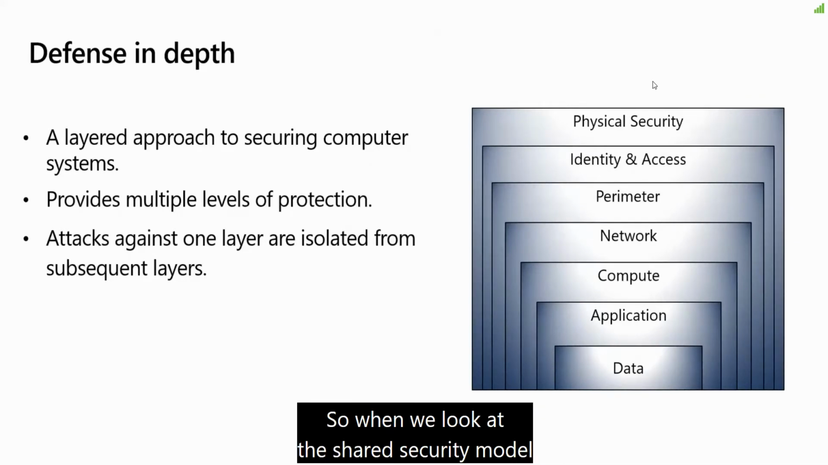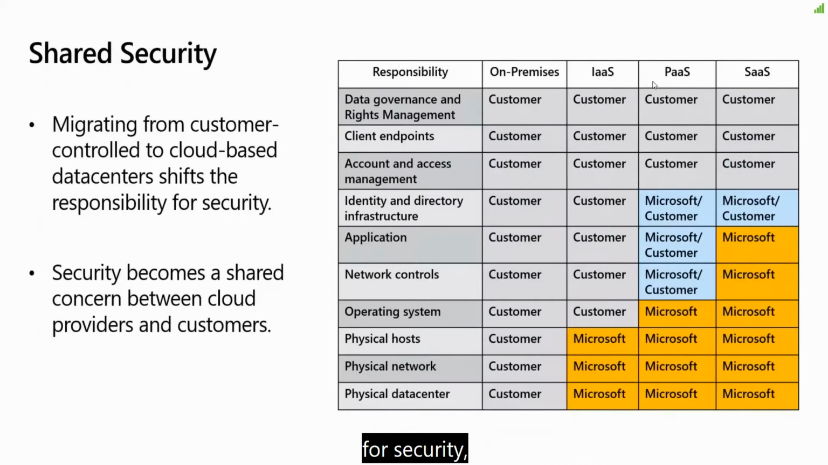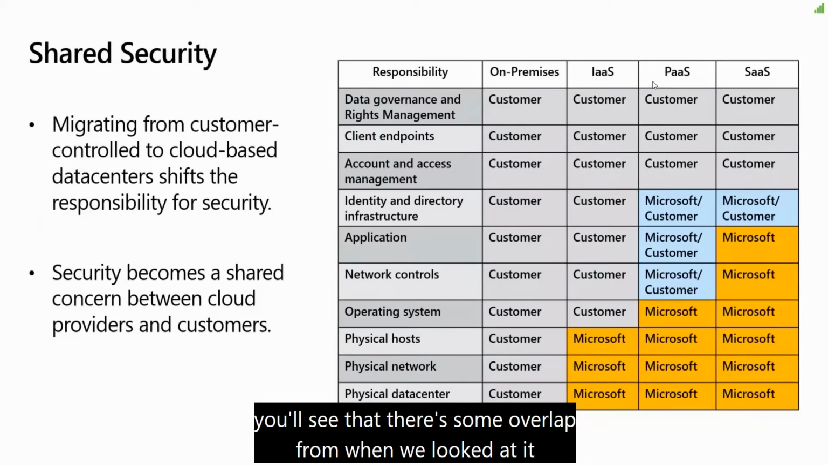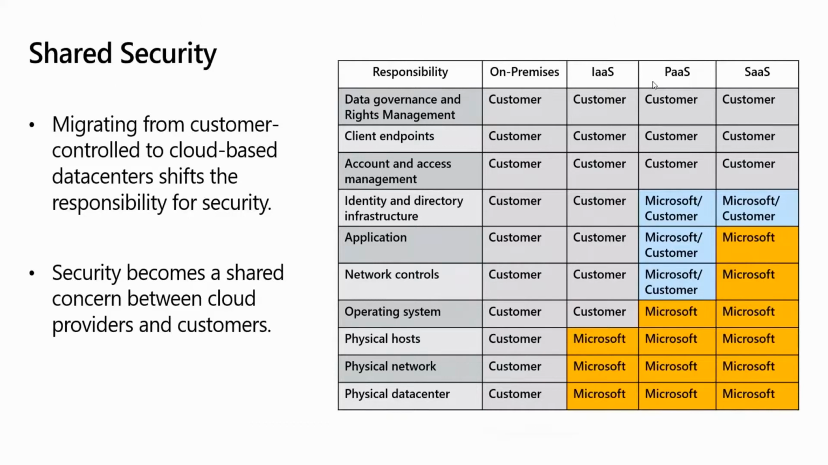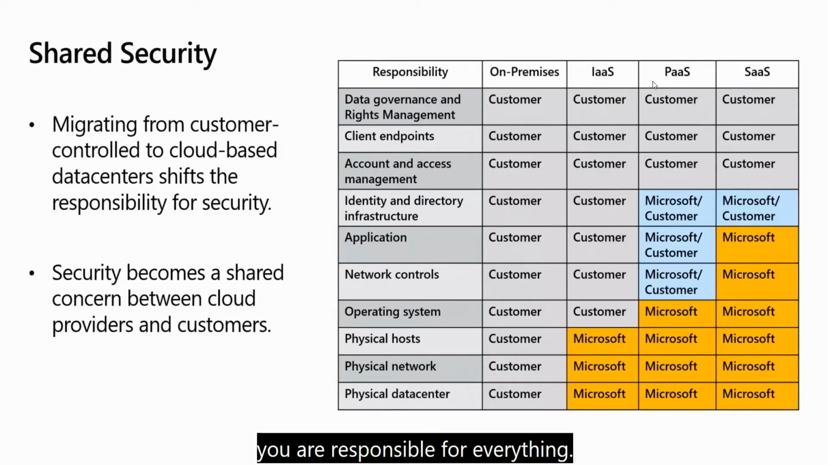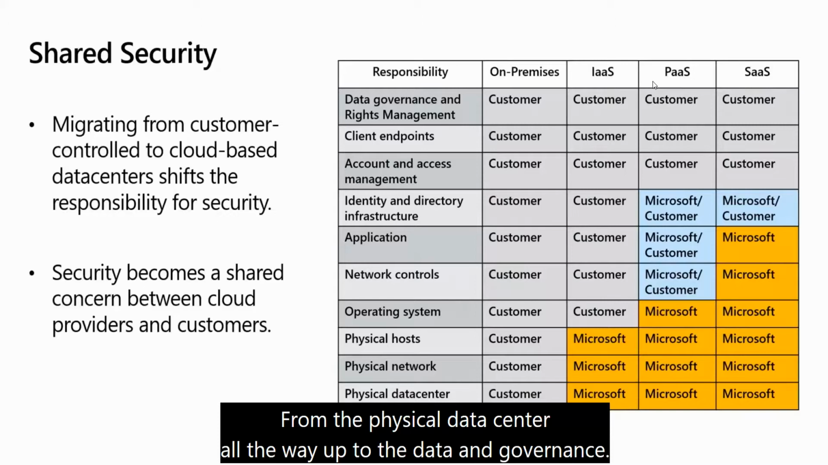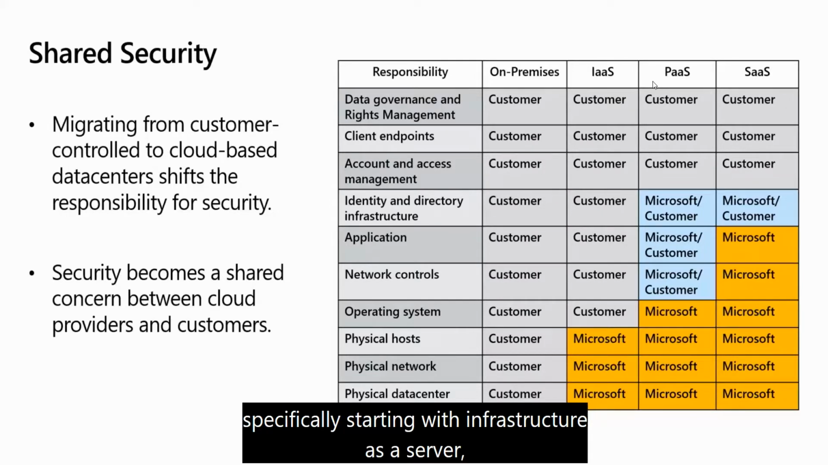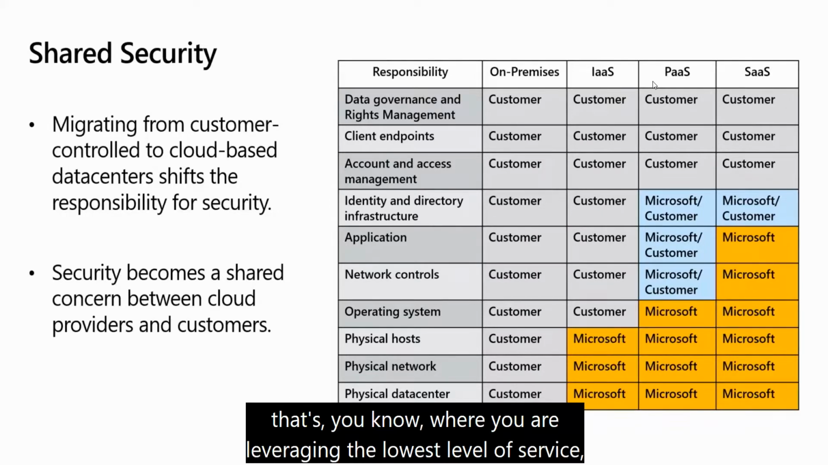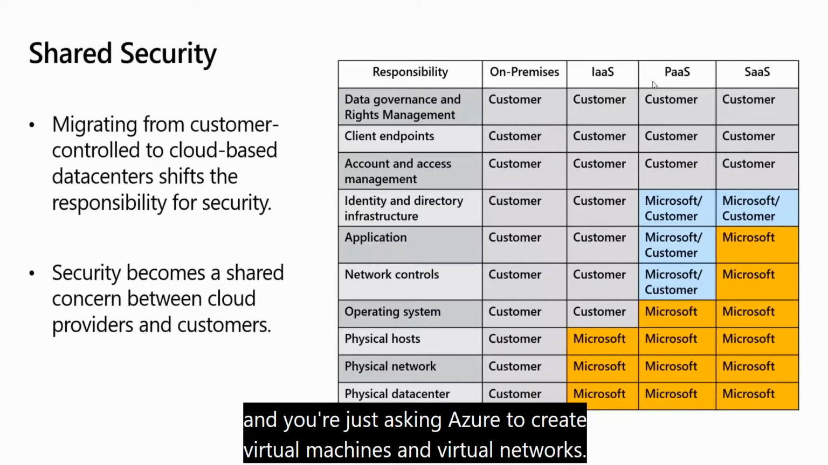So when we look at the shared responsibility model for security, you'll see that there's some overlap from when we looked at it from the version of IaaS, PaaS, and SaaS that Lorraine covered yesterday. Now, in your on-premises data center, you are responsible for everything from the physical data center all the way up to the data and governance. Now, when you start to look at IaaS, PaaS, and SaaS, specifically starting with infrastructure as a service, that's where you are leveraging the lowest level of service, and you're just asking Azure to create virtual machines and virtual networks.